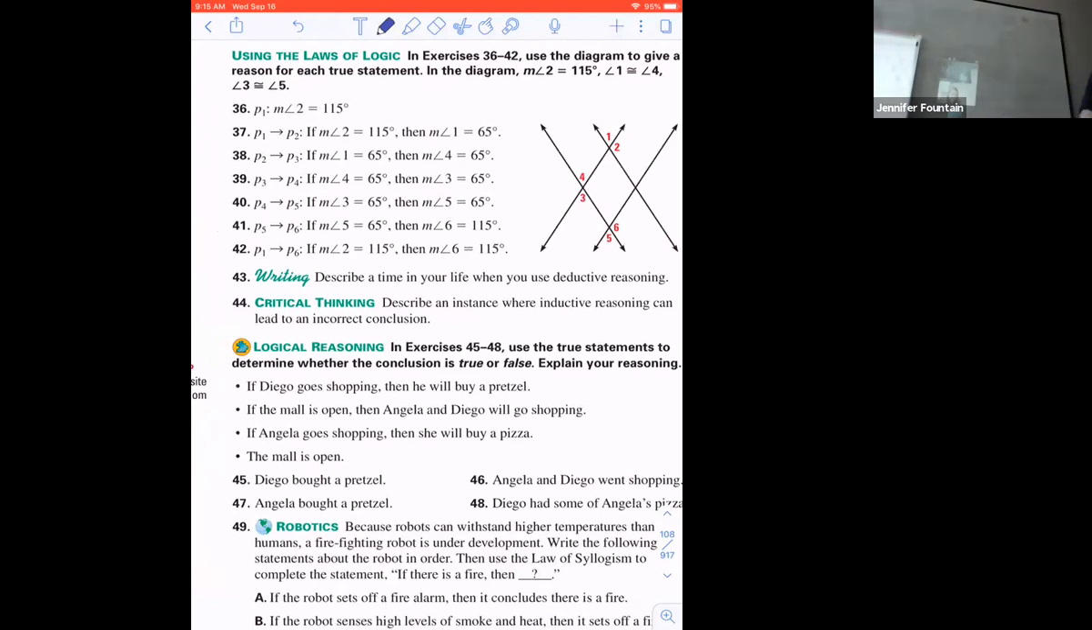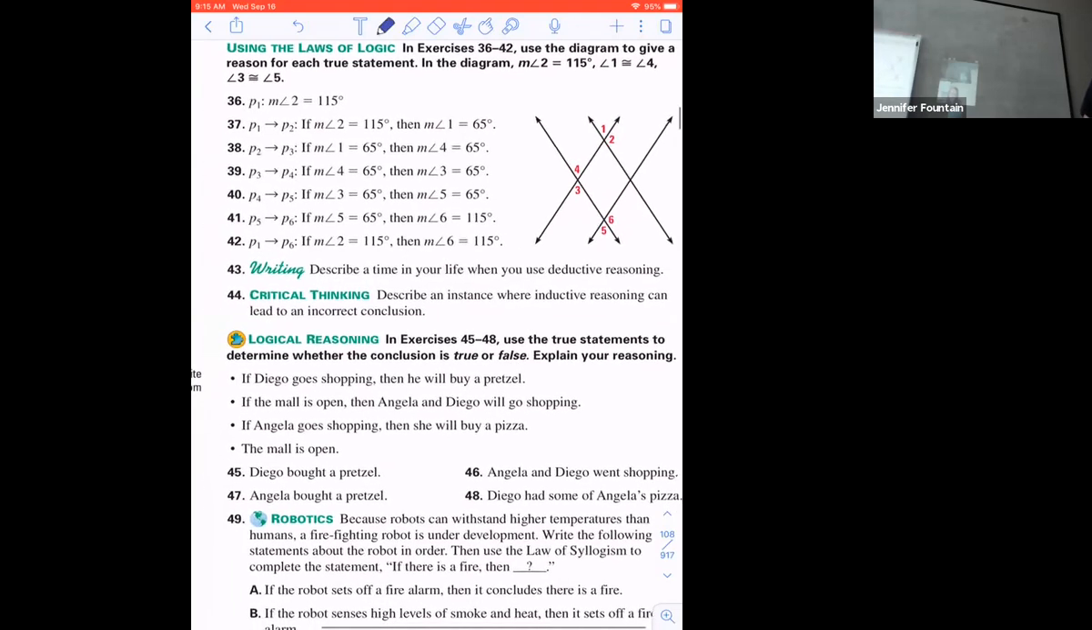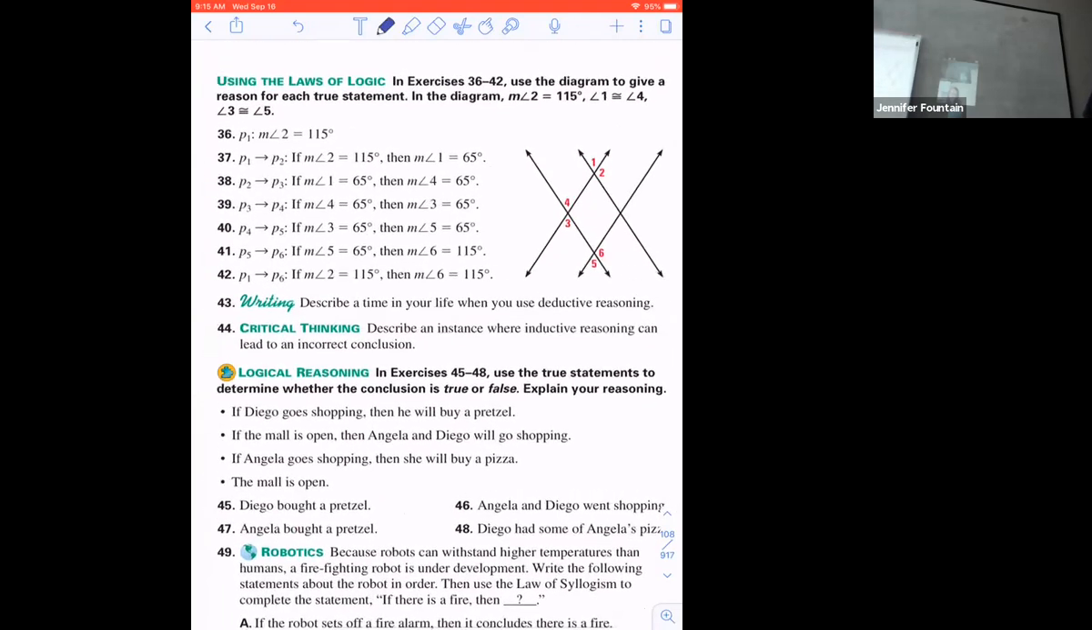Football. All right. So if we look at the diagram, we see two pairs of parallel lines that intersect with one another. It says in exercises 36 through 42, use the diagram to give a reason for each true statement. In the diagram, the measure of angle 2 is 115 degrees. The measure of angle 1 is congruent to angle 4, and angle 3 is congruent to angle 5.